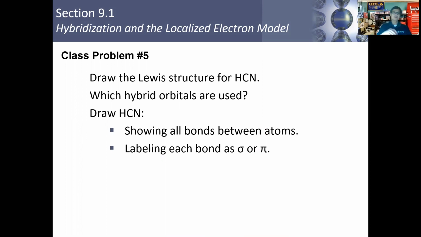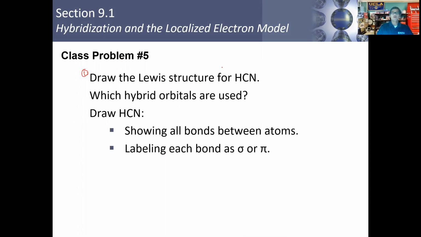But there are certain steps you need to make sure you do. You make sure you draw the Lewis dot structure first for that particular molecule. Make sure you don't forget that. So draw the Lewis dot structure. That's going to be the first step.